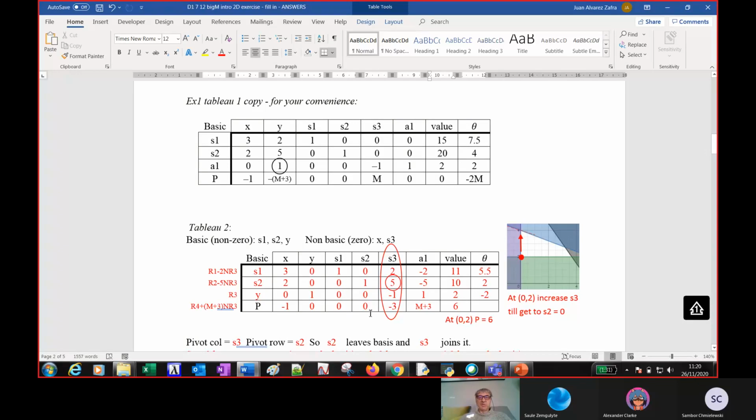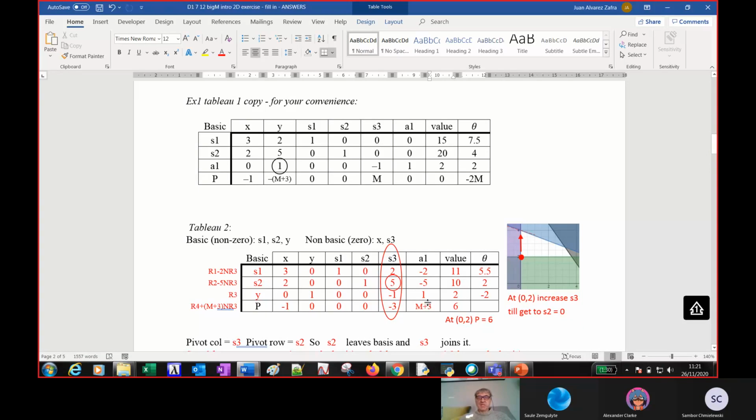Likewise with S2. Now for column S3, you have to be a bit careful. Might have to do a little bit of algebra on the side. We have m, and we need to subtract m plus 3 times -1, which means that the m's will cancel, and we get just -3. For the A1 column, we're going to have 0, and we're going to subtract m plus 3. So we're adding, we're not subtracting, we're adding. Row 4 plus m plus 3 times row 3. So we have 0 plus m plus 3 times 1, which is going to give us m plus 3.